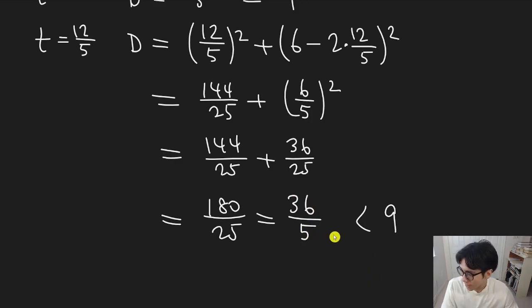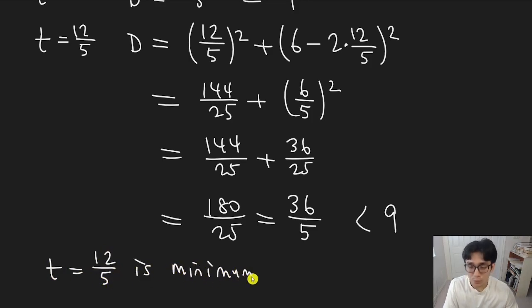Again, is that less than 9? Well, 35 over 5 would be 7. So it's just a bit bigger than 7. So indeed, this is true. And therefore, t equals 12 over 5 is the minimum.